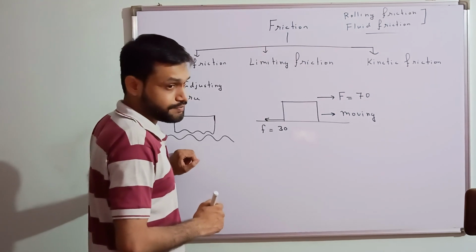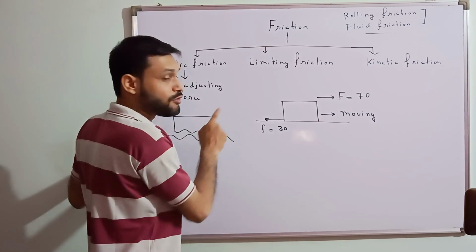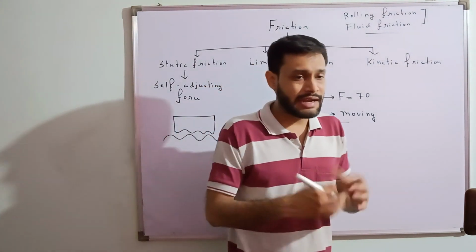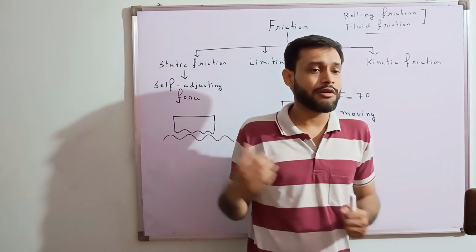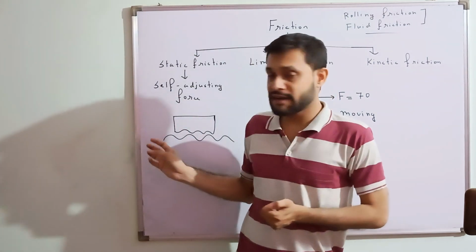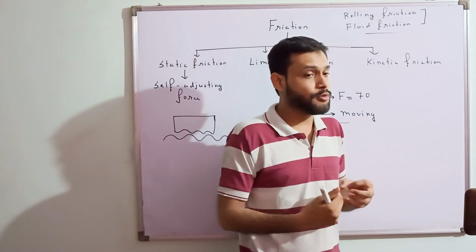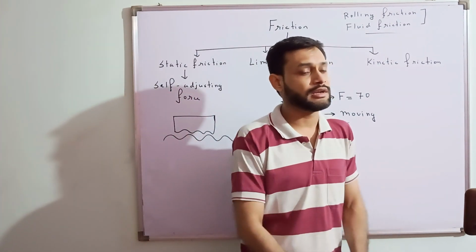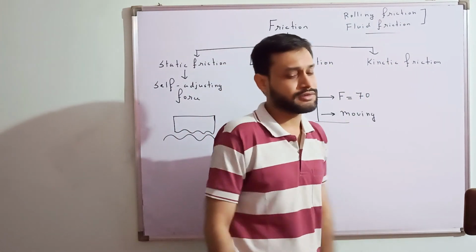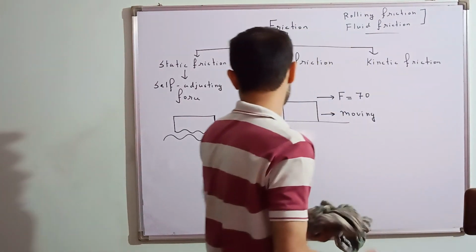Now what happens when this object starts moving? While it is moving, these irregularities get less time to get interlocked. Are you getting this? The proper interlocking is not there. That's why the opposing force is reduced a little bit, and that's why the kinetic friction is less than the static friction. Is it clear? Okay.